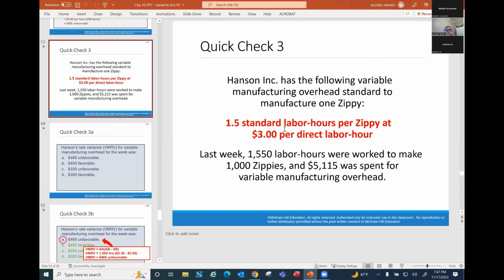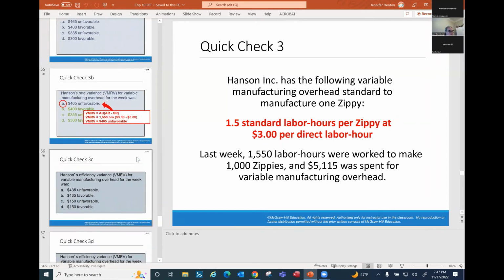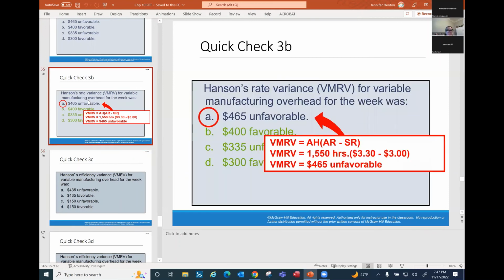Well, what was our estimate? It was $3. So we know we're going to be unfavorable because we have a difference there of 30 cents. That 30 cents is going to get multiplied by the 1,550, and it gives me 465. Sorry, wrong slide. 465 unfavorable. So here are my actual hours, the difference is 30 cents, and I multiply it to get 465. If my actual is higher than my standard, then I know I'm unfavorable.